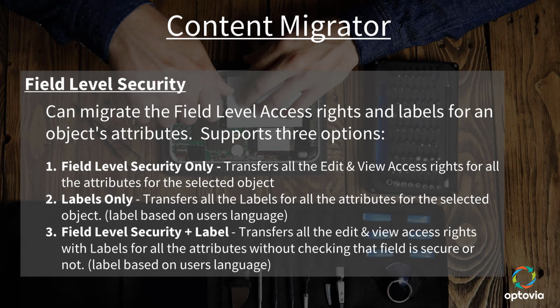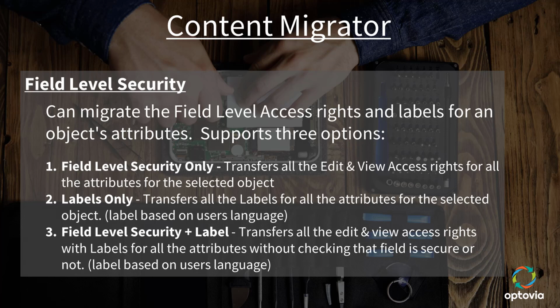If you're migrating field level security, it can migrate all the access rights and labels for an object's attributes, and it supports three options. The first option, field level security only, transfers all the edit and view access rights for all the attributes for the selected object. Labels only transfers all the labels for the attributes for the selected object. That's based on the user's language.